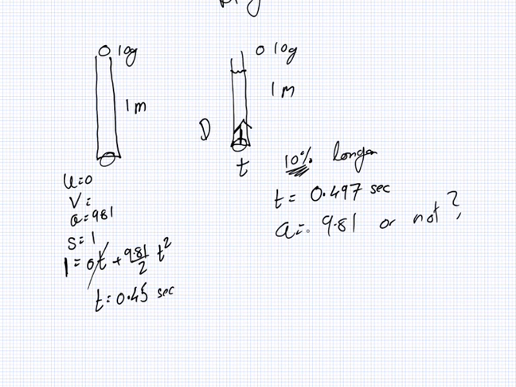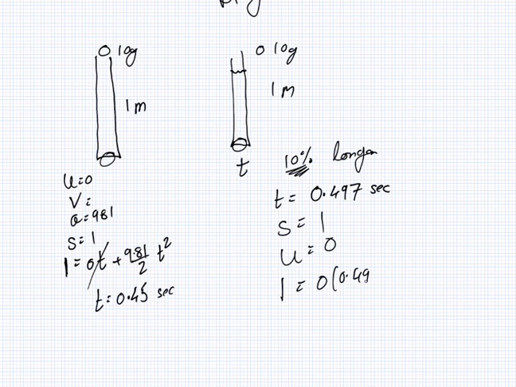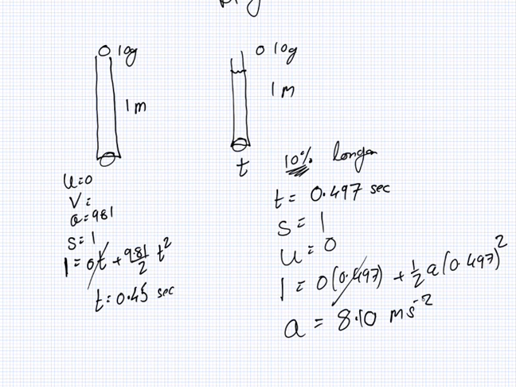Right, so let's calculate the A. What do we know? We know the T, we know the S, we know the U. So what can I use? The same formula. S equals UT plus a half A T squared. So here the A is only 8.10 meters per second squared.